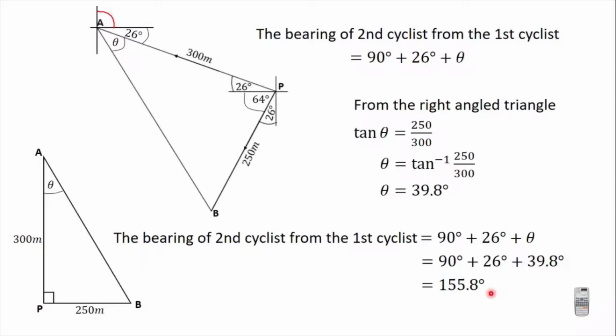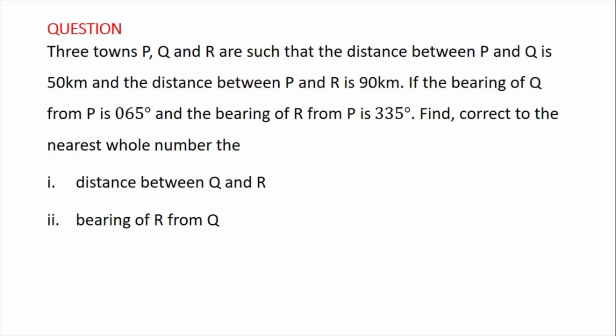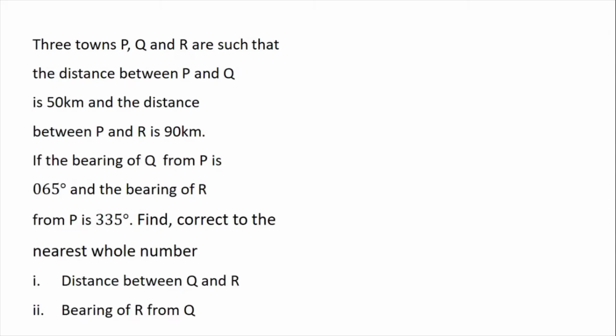155.8 degrees. Three towns P, Q, and R are such that the distance between P and Q is 50 kilometers and the distance between P and R is 90 kilometers. If the bearing of Q from P is 65 degrees and the bearing of R from P is 335 degrees, find, correct to the nearest whole number, one, the distance between Q and R, two, the bearing of R from Q. So let's take the question again.